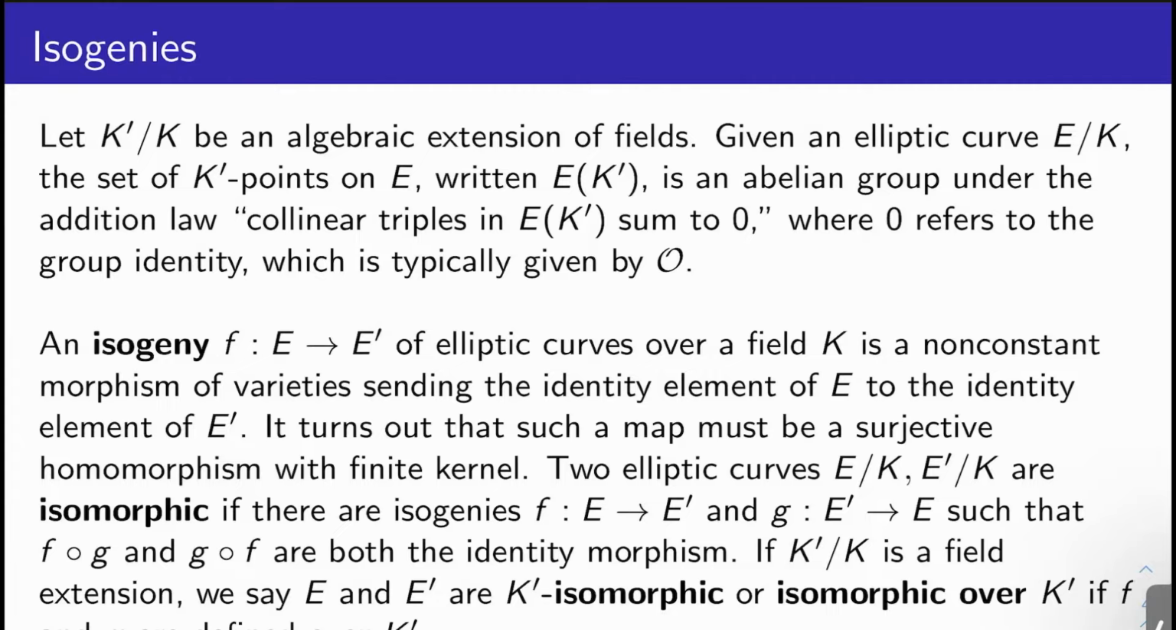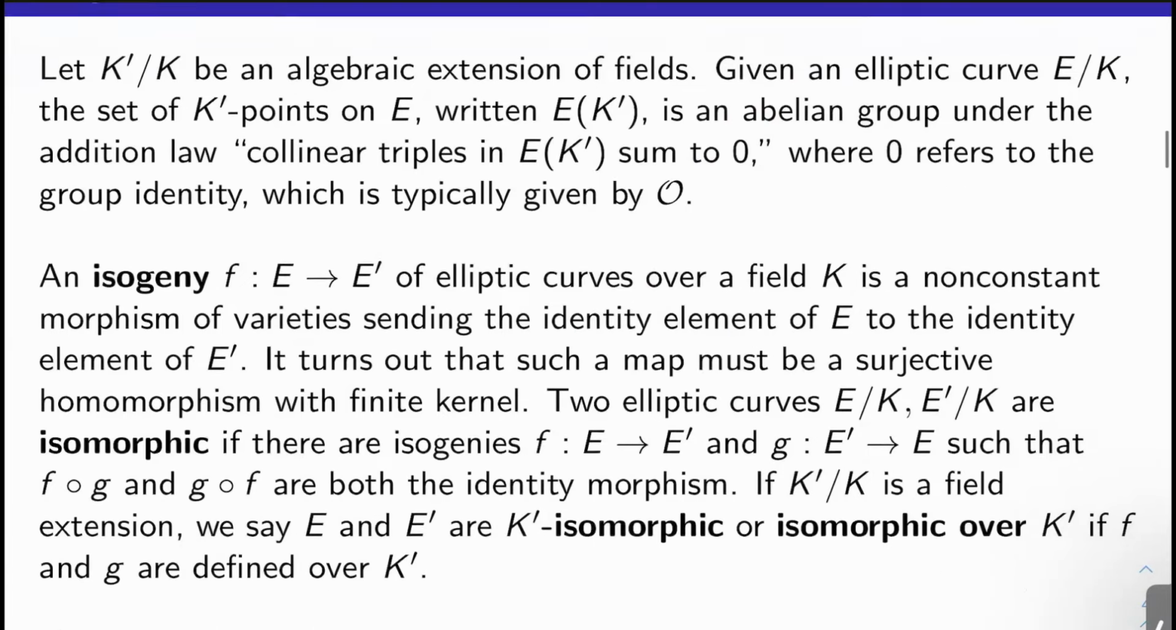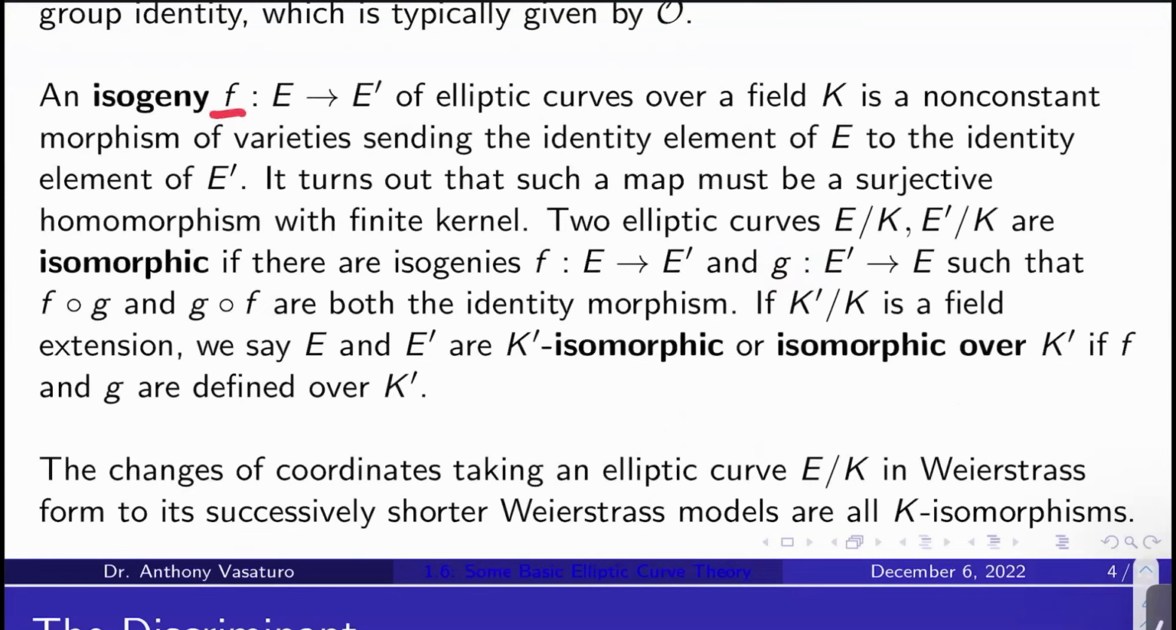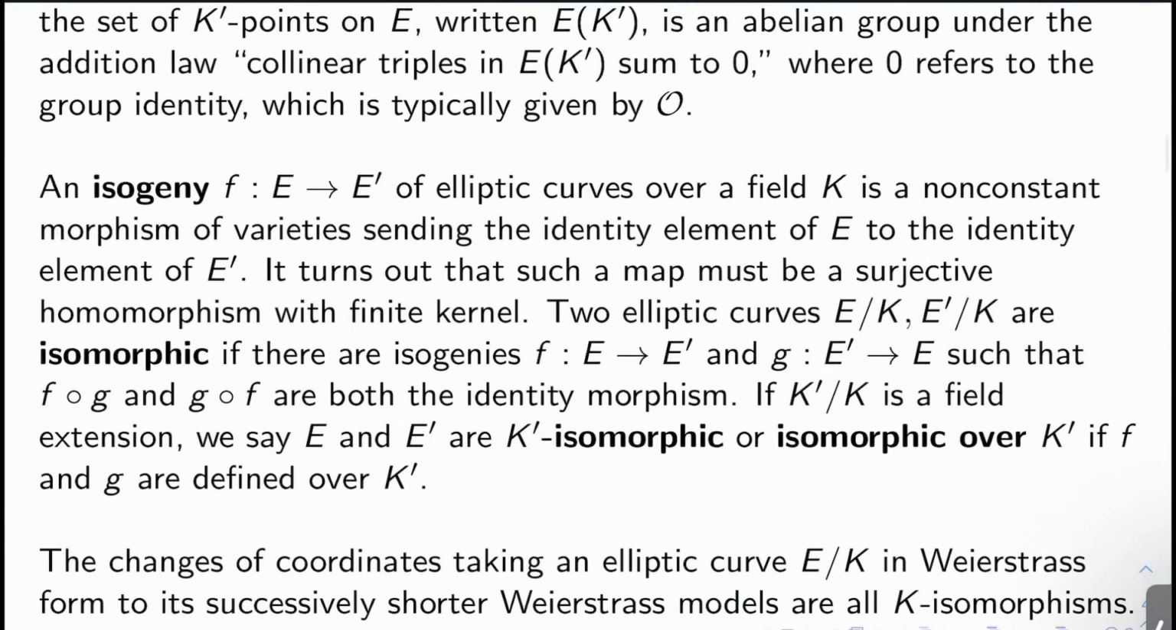Okay. So 0 here again refers to the group identity, which is typically given by the point O above, that point 0, 1, 0, the point at infinity, although any rational point will do. An isogeny f from E to E prime of elliptic curves that are defined over a field K is a non-constant morphism of varieties that sends the identity element of this group to the identity element of this group. Okay, what's a morphism of varieties? Well, you can give these the Zariski topology.